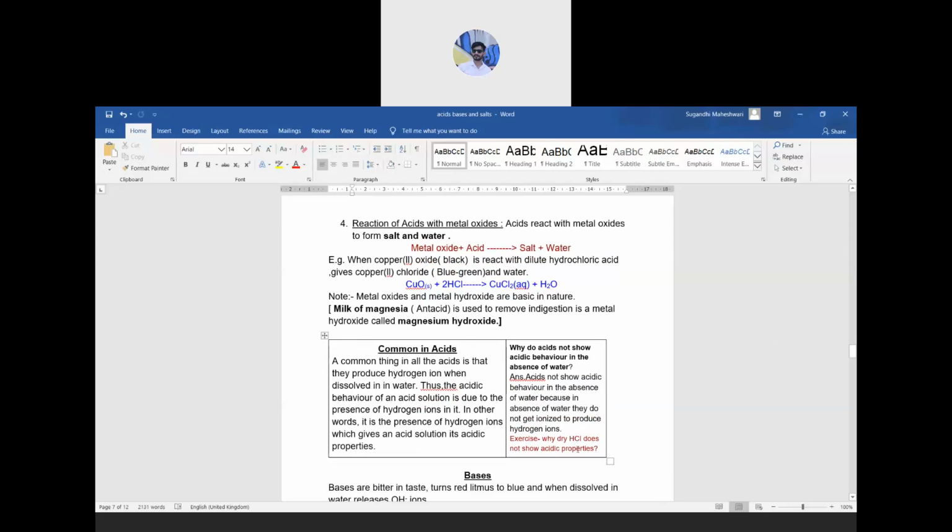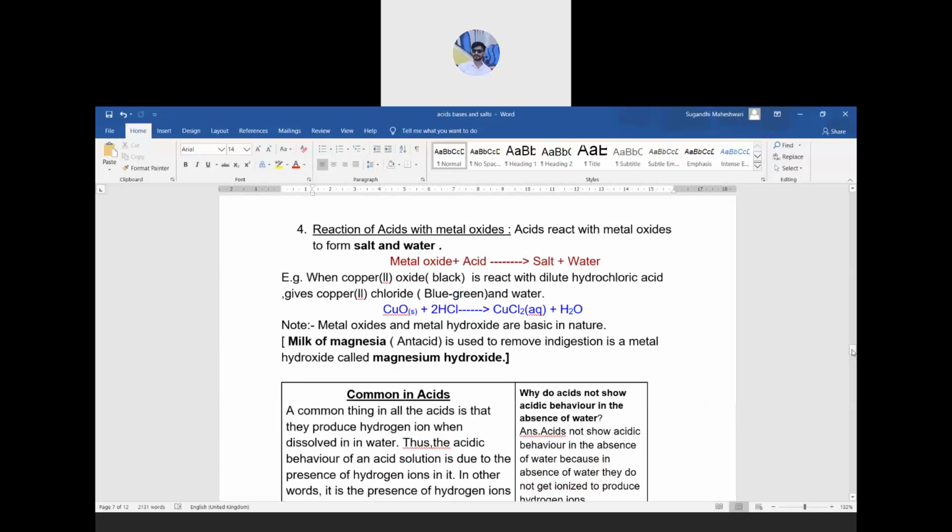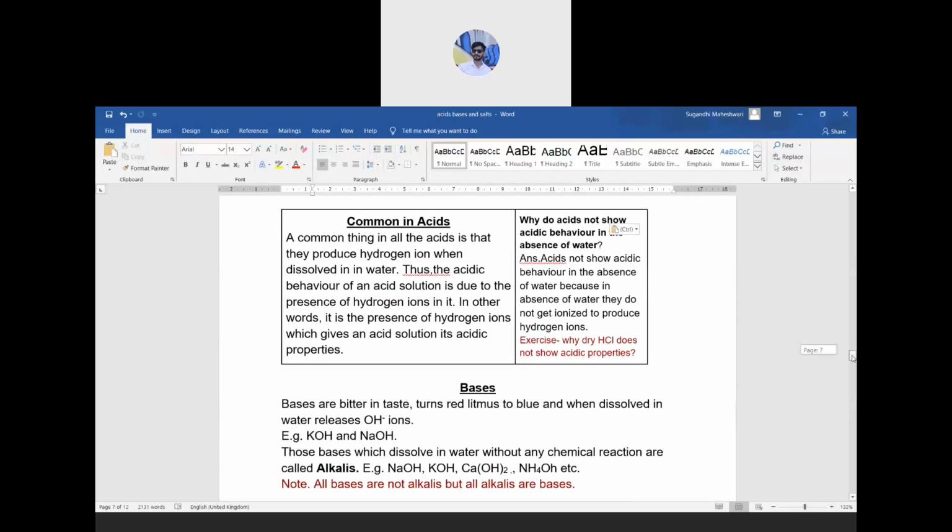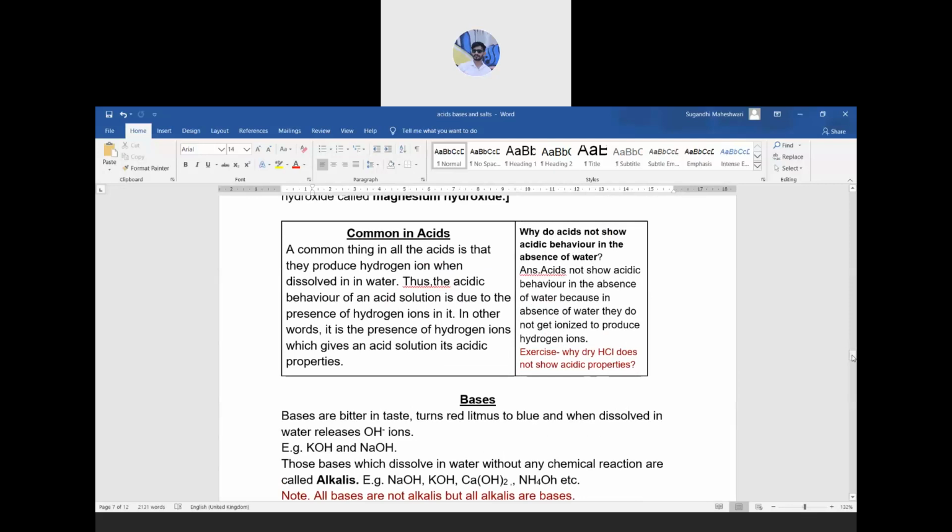Now, next is what is common in acids. They produce hydrogen ions when dissolved in water. Thus, the acidic behavior of an acid solution is due to the presence of hydrogen ions. A very common question asked in board examination papers is why acids do not show acidic behavior in the absence of water, or, as I have framed it here, why dry HCl does not show acidic property. Dry HCl does not show acidic property because it does not get ionized.